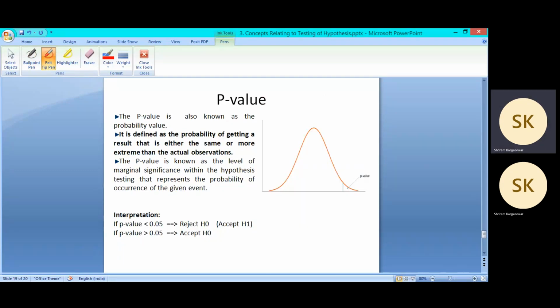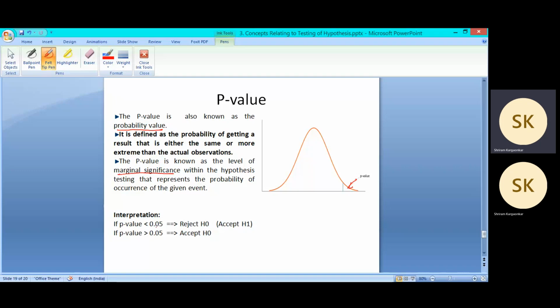And then the p-value. So what is the p-value? The p-value is also known as the probability value. It is defined as the probability of getting a result that is either the same as or more extreme than the actual observations. So this is the minimum value which is possible. The p-value is the least value which we will be comparing. It is also known as the level of marginal significance within hypothesis testing, representing the probability of occurrence of the given result.